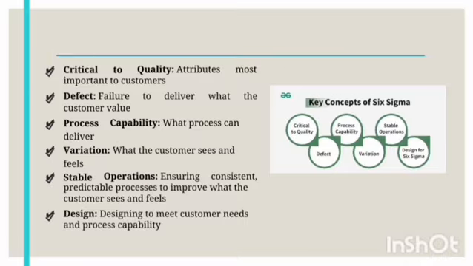Key concepts of Six Sigma: critical to quality, attributes most important to the customers; defects, failure to deliver what the customer values; process capability, what the process can deliver; variation, what the customer sees and feels; stable operations, ensuring a consistent, predictable process to improve what the customer sees and feels; design, design to meet customer needs and process capability.